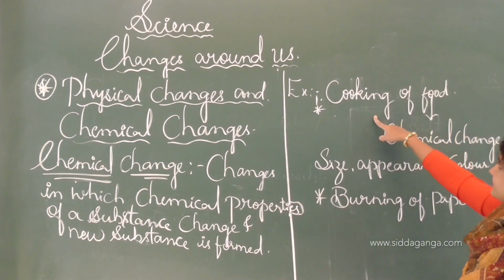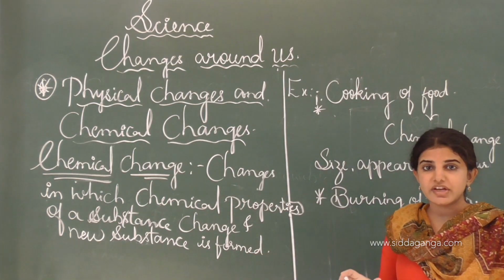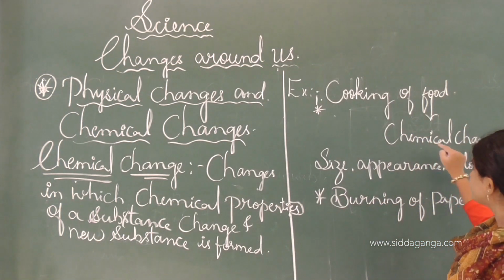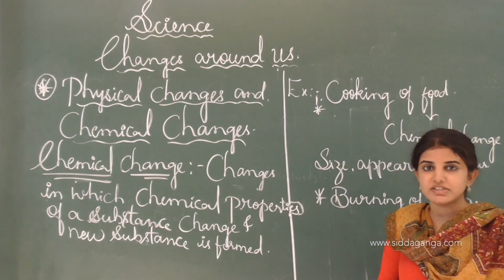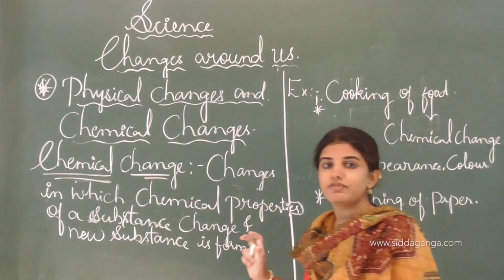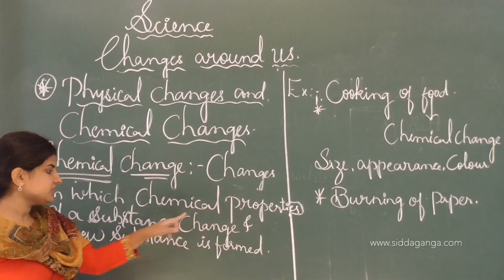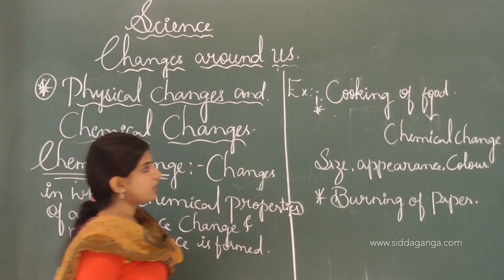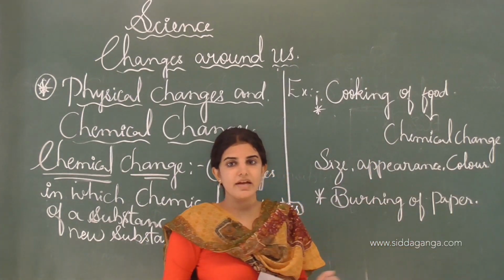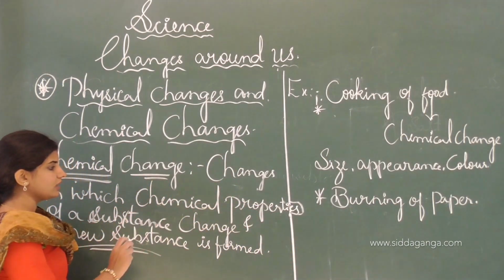In cooking of food, where food undergoes a chemical change, some reaction takes place, and that reaction or change is called a chemical change. The properties change, that is the size, appearance and color. These are a few examples of chemical change, where chemical properties change and a new substance is obtained. In the form of cooked food we get the meal, whereas in burning of paper we obtain ash. A new substance is obtained and the properties also change.